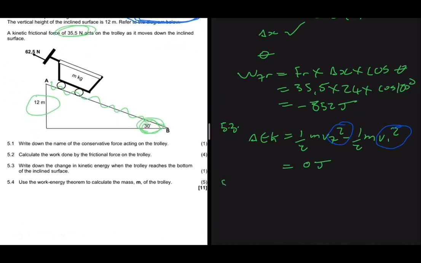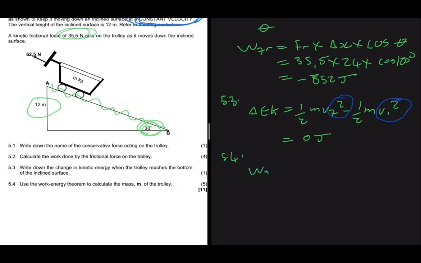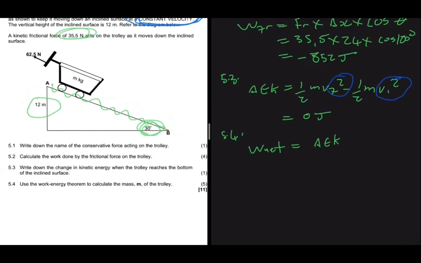And then now we can do 5.4. 5.4 says use the work energy theorem to calculate the mass m of the trolley. Here I'm going to use work net is equal to the change in kinetic energy. The other formula you can use, you can say that the work done by non-conservative forces is equal to the change in the potential energy plus the change in the kinetic energy, right? Maybe this is the formula you might want to try out and see if it also works. But then I'm going to use this first formula here, right?